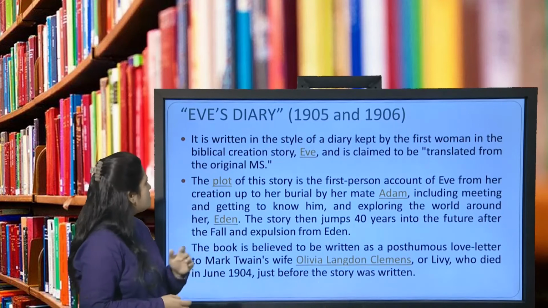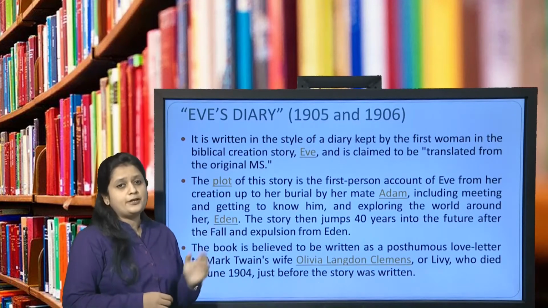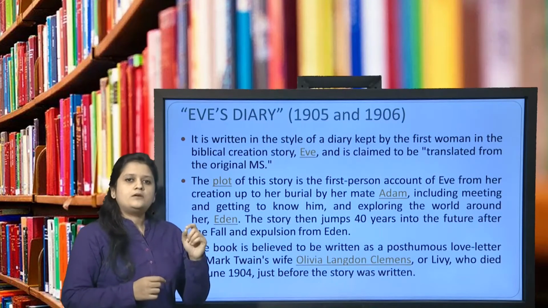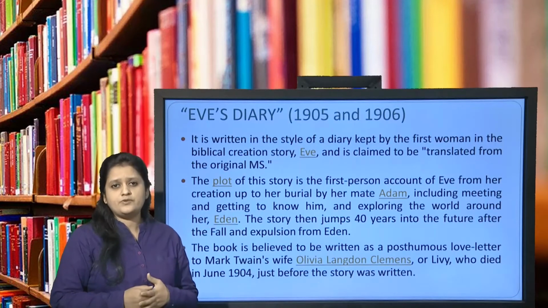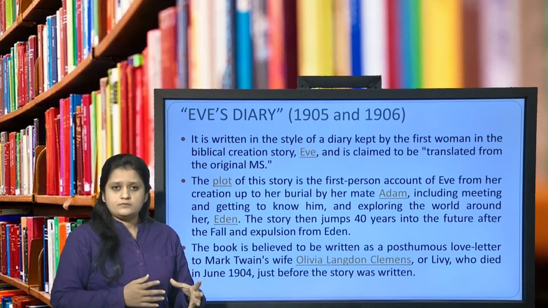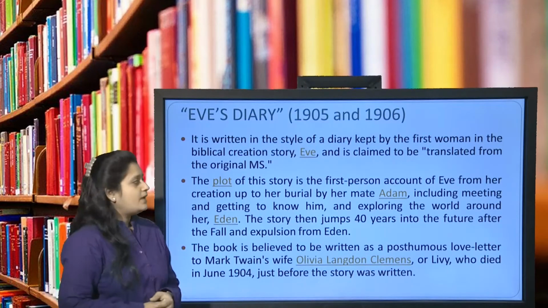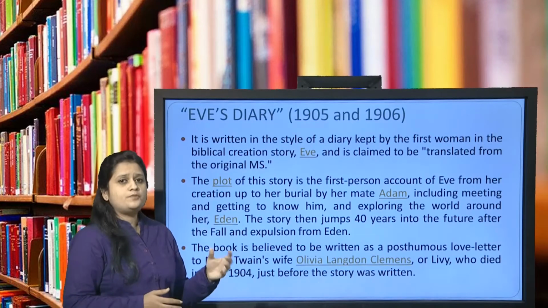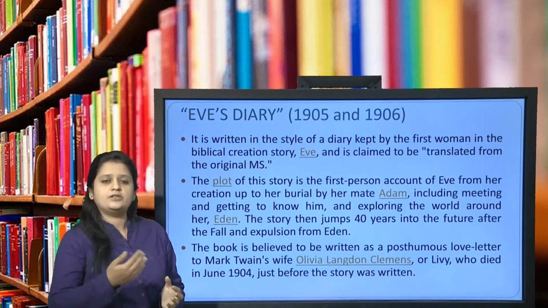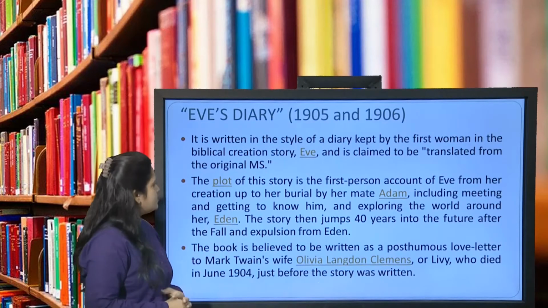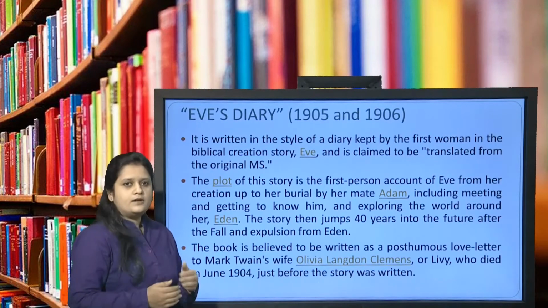Because it is kept by the first woman in the biblical creation story, Eve, and is claimed to be translated from the original manuscript. So, the journaling, we would say, or the thoughts that Eve, the first woman that was created by God, had: how she looked upon Adam, how she perceived the Garden of Eden, everything she has put down in a diary. And this work is claimed to be translated from the original manuscript of the Christian scripture. So the plot of this story is the first person account of Eve, of course, because it's her diary and she has written her experiences in that diary.